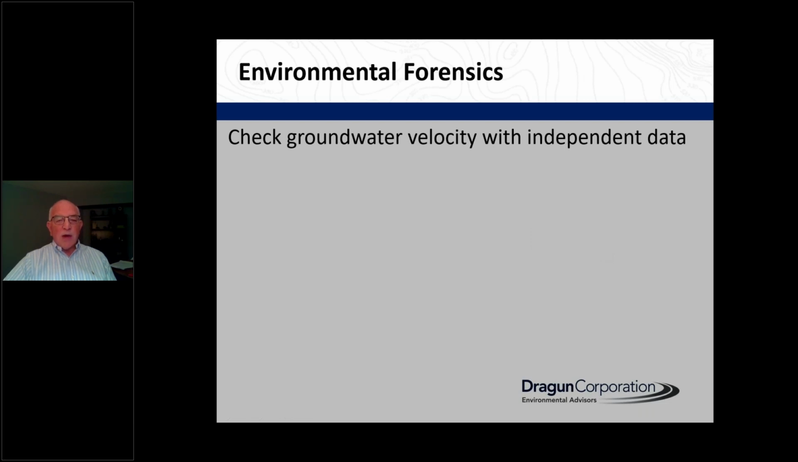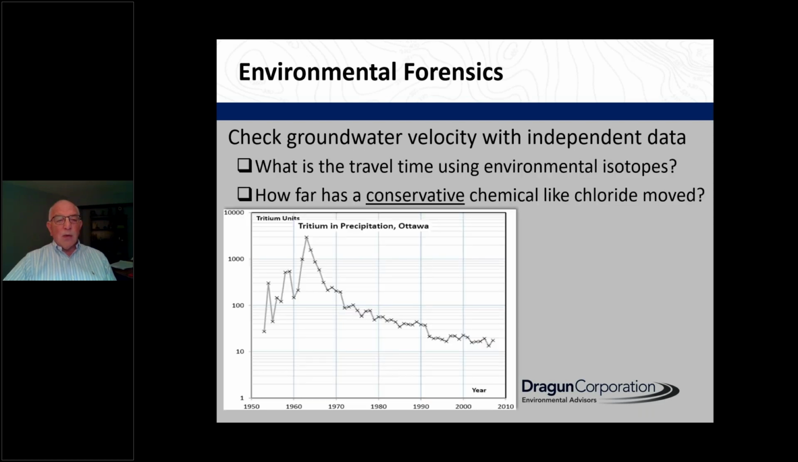So can we check that groundwater velocity with independent data? One of the ways we can do it is by using environmental isotopes. This diagram down here shows the time trend in tritium in precipitation in Ottawa, Ontario. It's the same in most places, but Ottawa has one of the most complete records. And tritium is a naturally occurring isotope of hydrogen that occurs in water molecules.